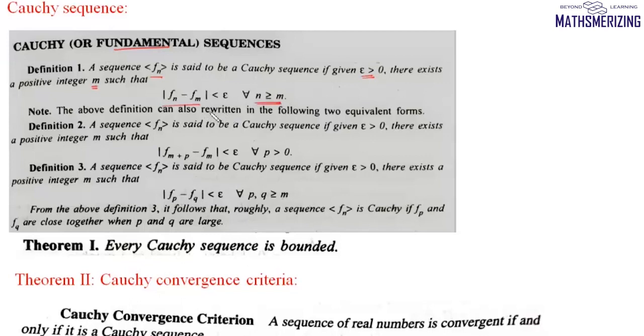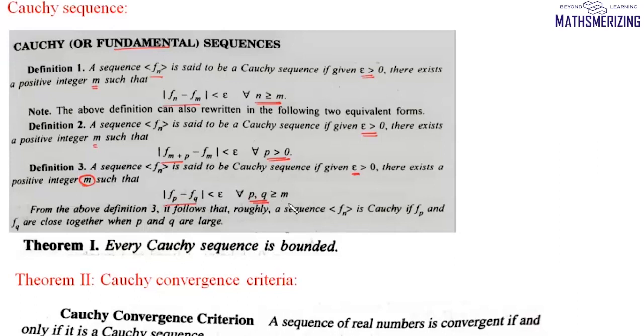Now we can write this definition in two equivalent forms. The first form is: for any epsilon greater than 0 there exists a positive integer m such that |F(m+p) - Fm| is less than epsilon for all p greater than 0. Or we can say a sequence Fn is said to be a Cauchy sequence if for any given epsilon greater than 0 there exists a positive integer m such that |Fp - Fq| is less than epsilon for all p, q greater than or equal to m.